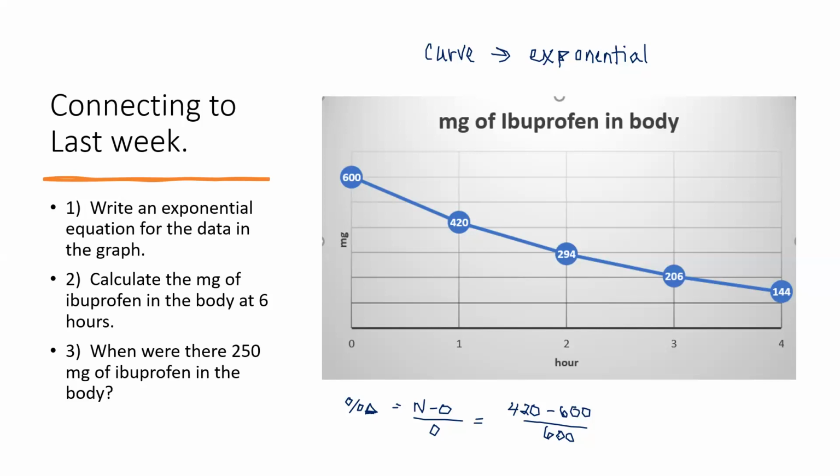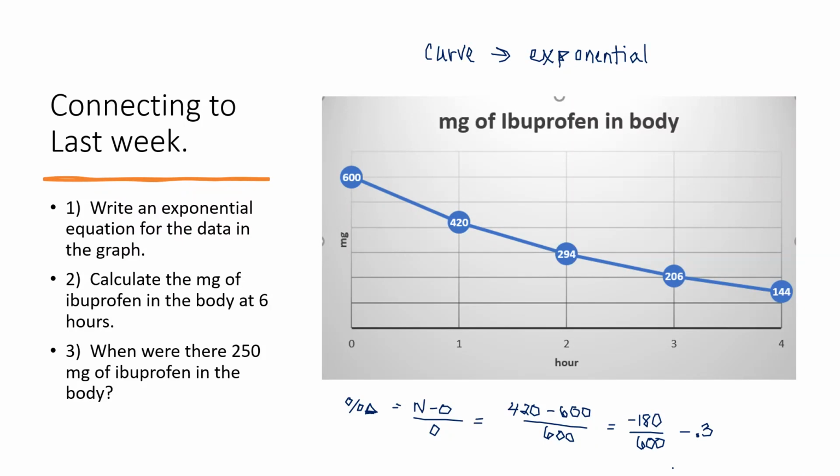So 420 minus 600 is going to give me negative 180. Then I'll divide that by 600, and I get negative 0.3.